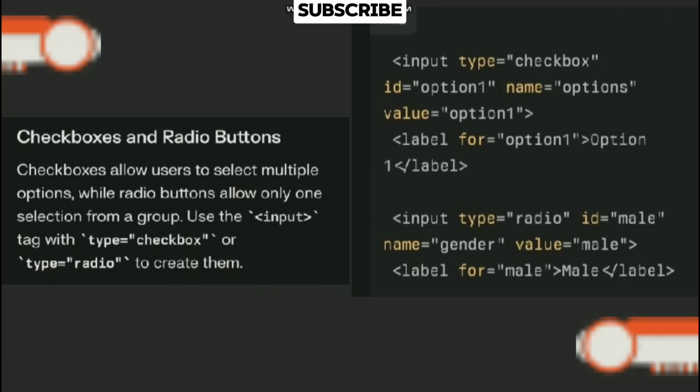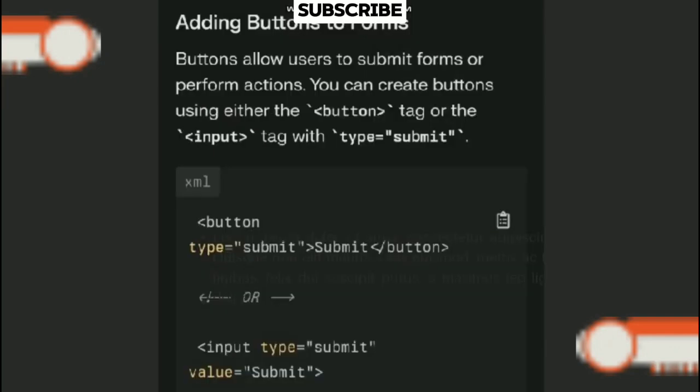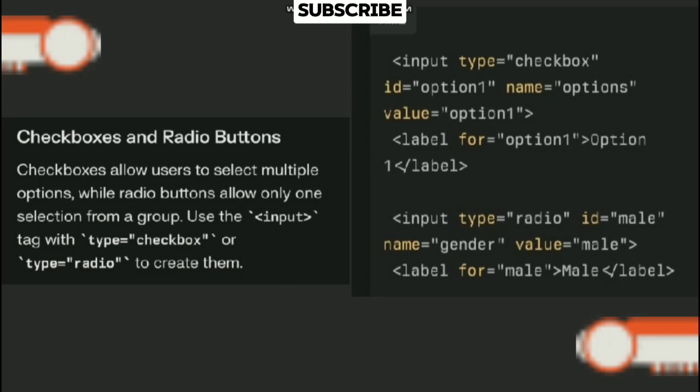We have the text input, the text area, the check boxes, radio boxes, as you can see already here. They are all different types of forms that we all see. We pascalize it. Now, checkboxes allow users to select multiple options.